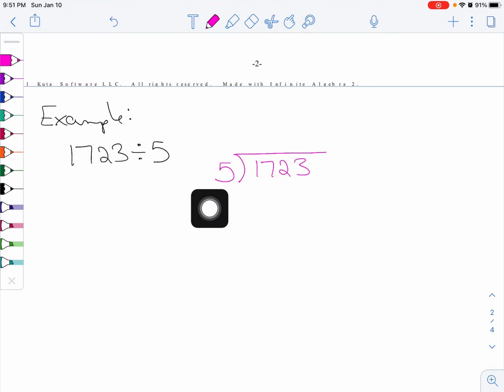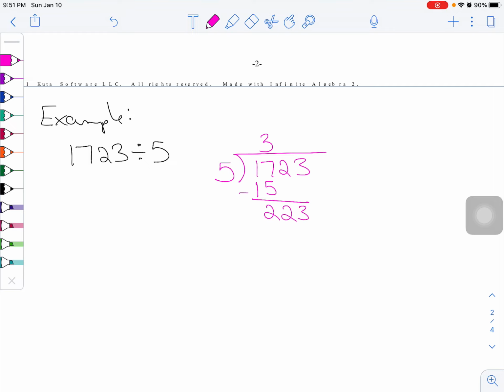1,723. So I'm going to start by seeing if this 5 can divide into the first number. So can I take 5 and divide it into 1? Not evenly, no. So I'm going to move on and see if I can take 5 and divide it into this pair of numbers. So this turns into a 17 now. So 5 goes into 17 3 whole times. And now I'm going to take this 3 times this 5. So that turns into 15, stack it up, and subtract it.